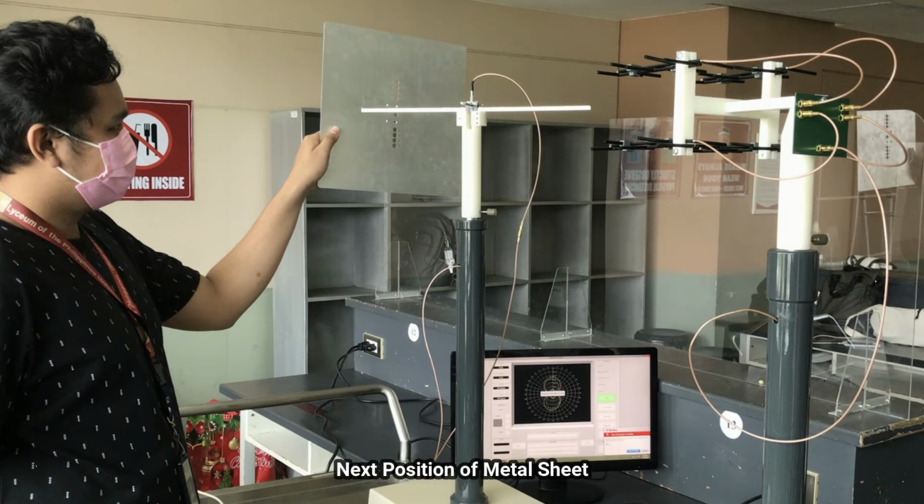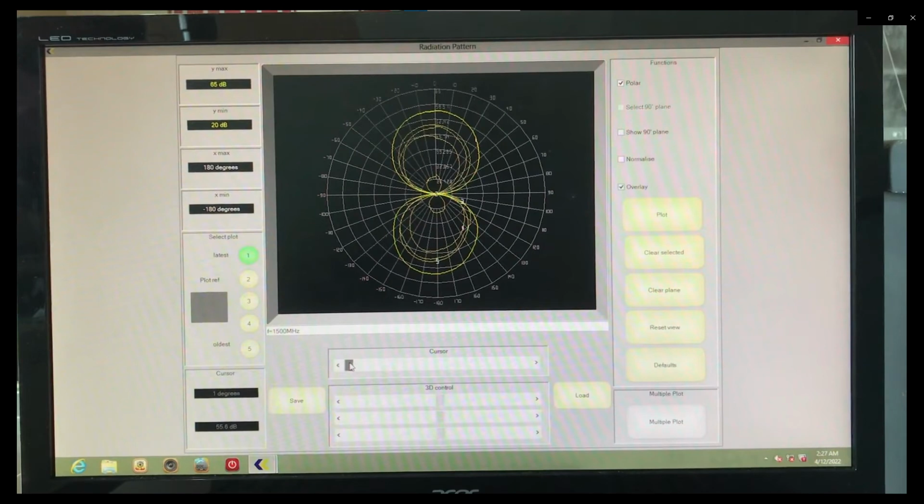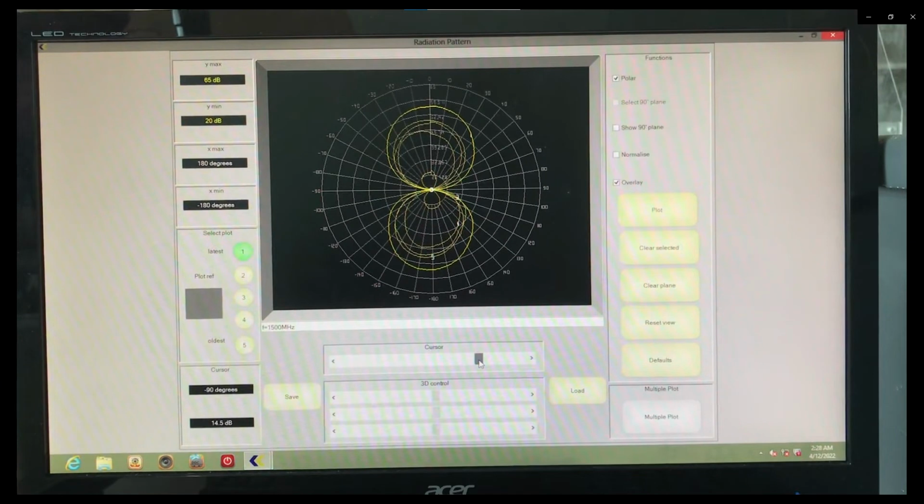And for the last setup, with a metal sheet positioned at the back of generator tower, as well as the radiation pattern plot acquired by the dipole. Based on this result, at 0 degrees, the signal is around 55.6 decibels, while at 90 degrees, the signal is around 14.5 decibels.